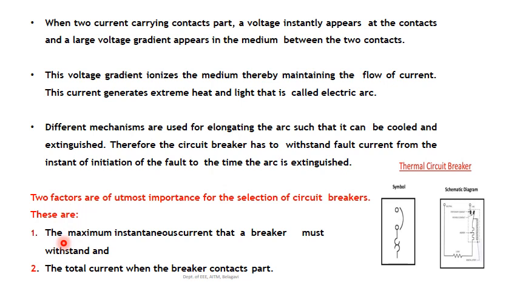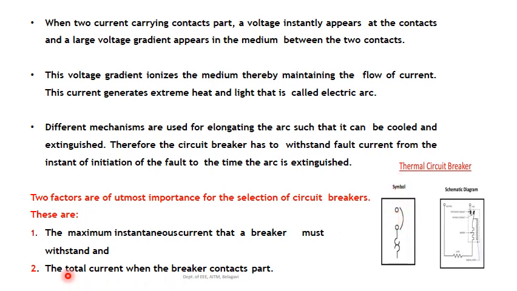First one is what? The maximum instantaneous current that the breaker must withstand. So here the first point says what? The maximum current the breaker must withstand. So we need to identify at what level this breaker can withstand the heavy flow of current.